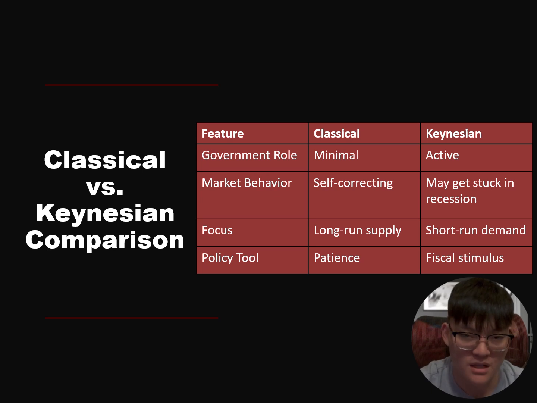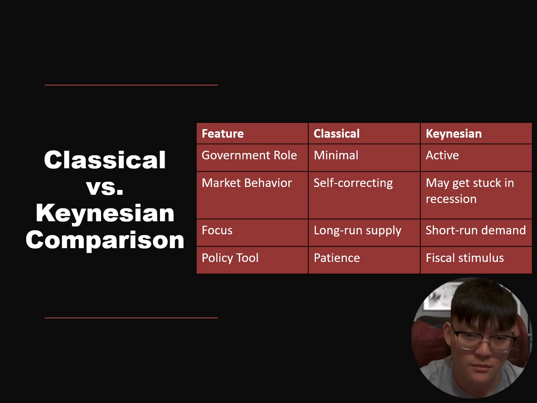To summarize, classical economics focused on long-run stability and minimal government involvement, and Keynesian economics, on the other hand, focused on short-run fluctuations and the need for active policy during recessions.